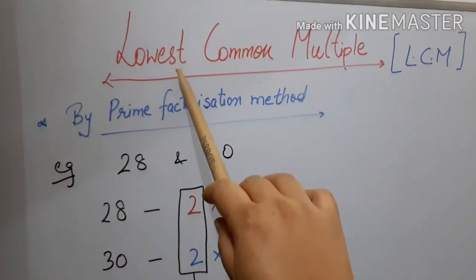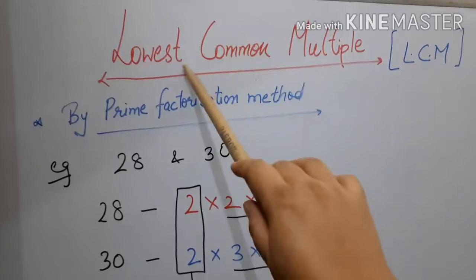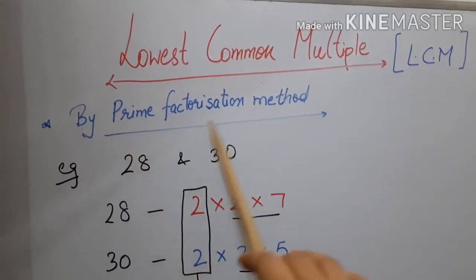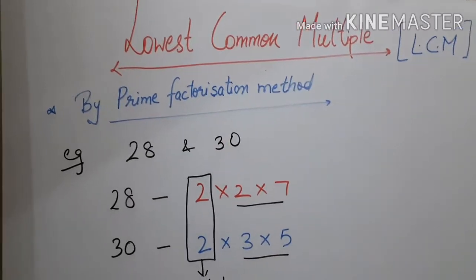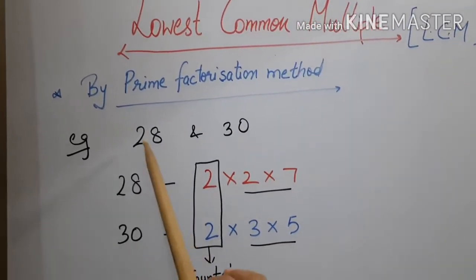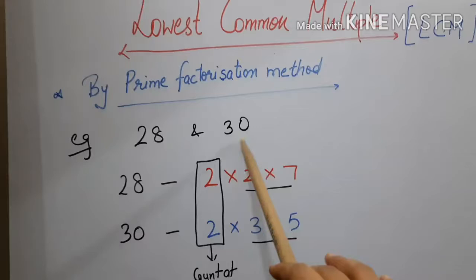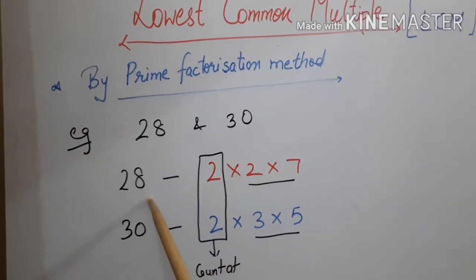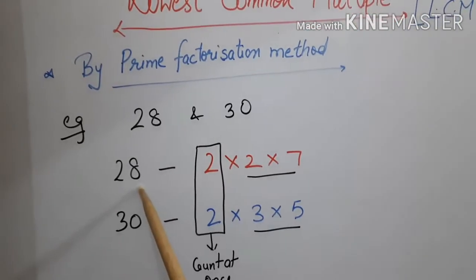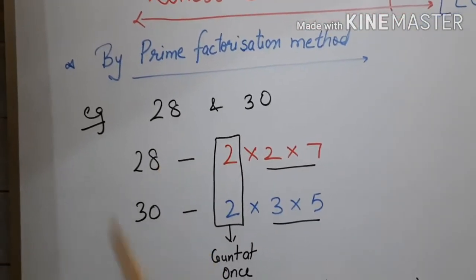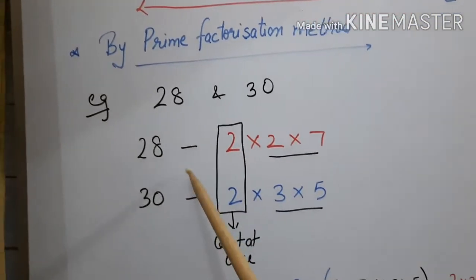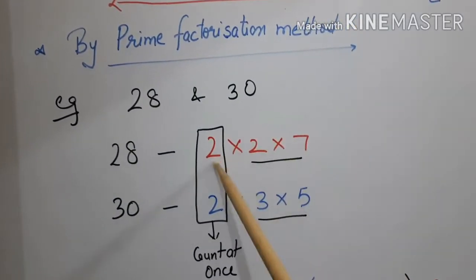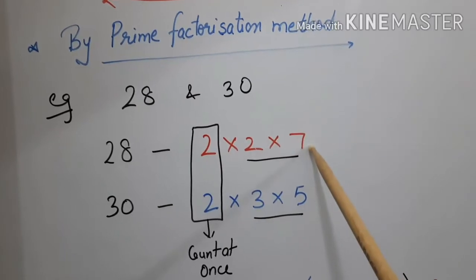Let us learn how to find the lowest common multiple, or LCM, by using the prime factorization method. I have to find the LCM of 28 and 30. Write down all the factors. Please mind, don't write multiples. Here we write factors. So what are the prime factors of 28? They are 2 multiplied by 2 multiplied by 7. 2 fours are 8, so 4 times 7 is 28.